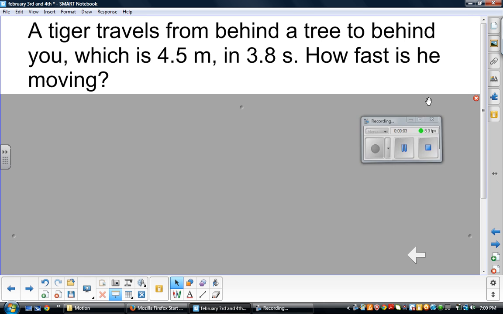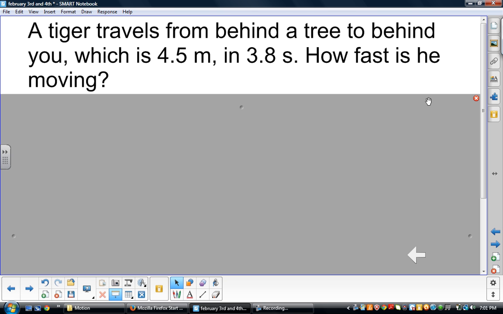Alright, this is speed, velocity, and acceleration part 4. You should have a paper with some sample problems on it that we're going to work together so that you have them filled out as examples. And the first question should look like this: a tiger traveling from behind a tree. If you don't have that yet, let's pause this tape and get those passed out.